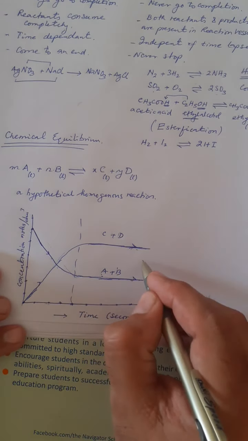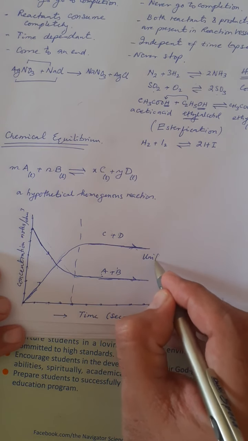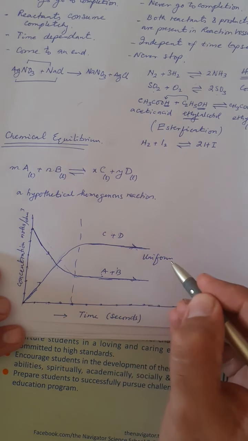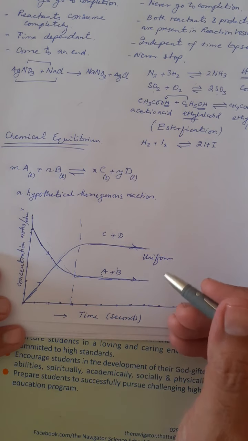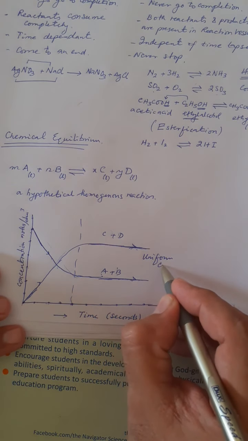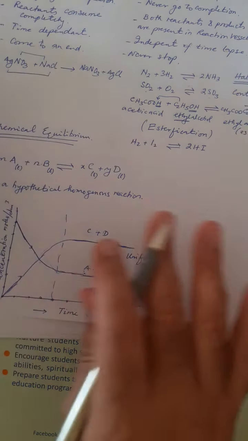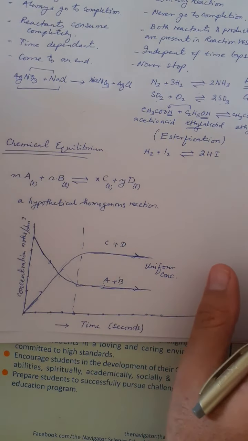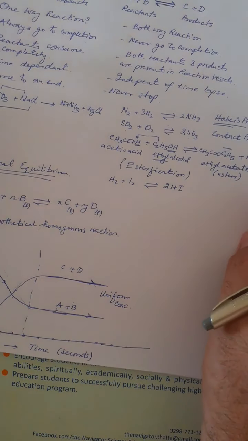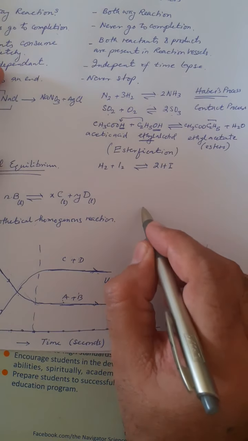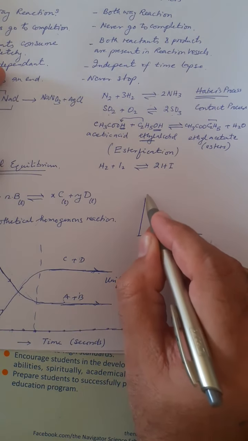What is uniform and what is equal? It means if you are guessing that the concentration of AB will be equal to CD, that's not right. The rate of the forward and backward reaction will be equal to each other. Now I can make a few more graphs to clarify this. Okay, I'll make a quick one.